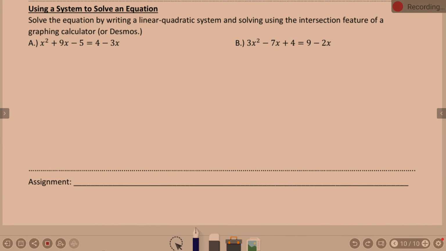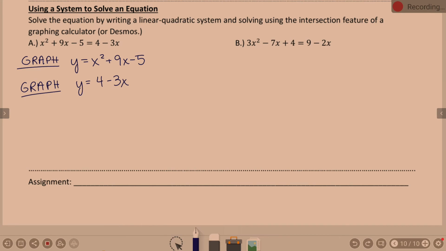And the fact here that, okay, it wants us to write a linear quadratic system. Basically, this is set up where one side is one equation. So one of the equations I'm going to be graphing is the left, y equals x squared plus 9x minus 5. And then the other equation I'm going to be graphing is the right, the linear part. So y equals 4 minus 3x.